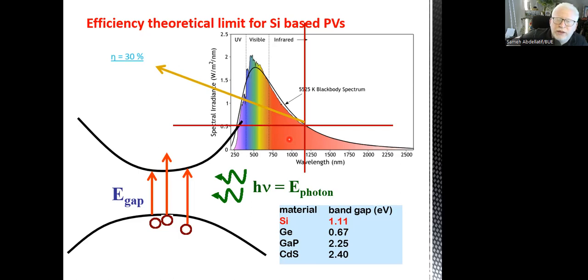And this 31 is the maximum theoretical limit for a silicon solar cell. Practically speaking, there is some reported data of about 25%, 26% for silicon, which is, of course, very, very good, very close to the theoretical limit.